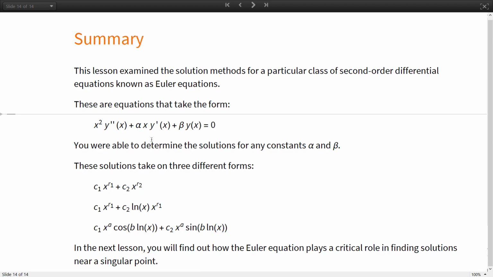If the roots were distinct, they would take the form given here, where the exponents contain the two distinct roots. If the roots were repeated, the second solution would contain a natural log term, while the exponents would both contain the repeated root. If the roots are complex, then we get an x to the a term that largely determines the qualitative behavior of the solution, multiplied by terms involving cosine and sine, with natural logs as their arguments. In the next lesson, we will see how the Euler equation plays a crucial role in finding solutions near a singular point.